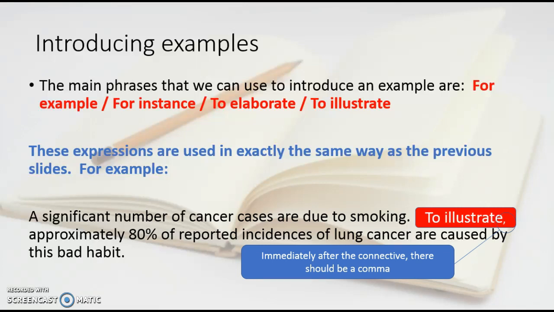"For example" could be replaced in the same way as "for instance", "to elaborate" and "to illustrate", all followed by the comma. So as we can see, these connectives are relatively simple to use, and they all follow the same rules. But by using them, we're supporting our topic sentence, we're supporting our thesis statement by signposting to the reader exactly what we're going to write about. If they see "in addition", they know it's a new supporting idea. If they see "however", or "in contrast", they know it's an opposing point of view or a different point of view from what we've already talked about.